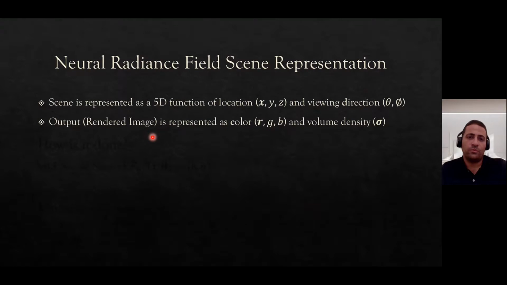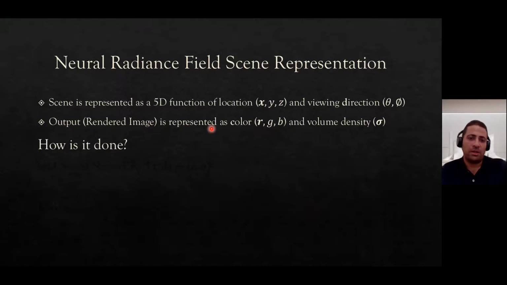So NeRF, neural radiance field scene representation. It is a scene that is represented as a 5D function of location XYZ and a viewing direction theta and phi. We already explained what theta and phi are, and XYZ is understandable. So the output would be a rendered image, represented as a color, RGB, and volume density, similar to what was just explained in neural volumes. So this is the input, this is the output, pretty basic.